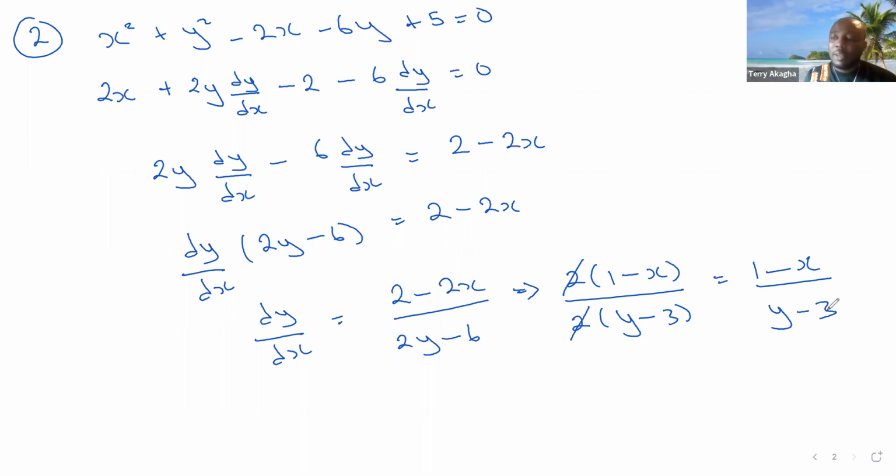And that will give me the answer I'm looking for. So dy over dx is going to be equal to 1 minus x, y minus 3. Very good. Let's pick one more question on this.